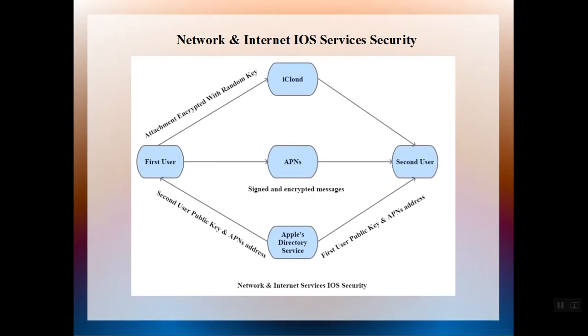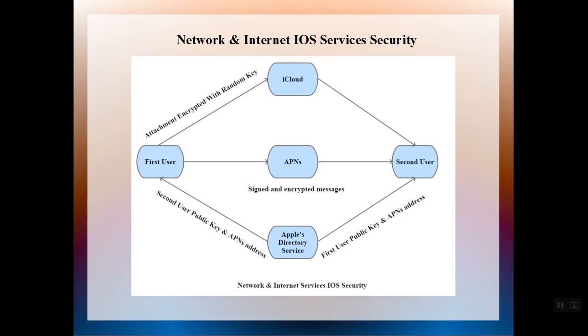Now let's see how iOS provides security services in network and internet. In this diagram, we'll get a brief overview of iOS network security mechanisms, and how APNs and iCloud are being used. Now let's know what APNs and iCloud are.